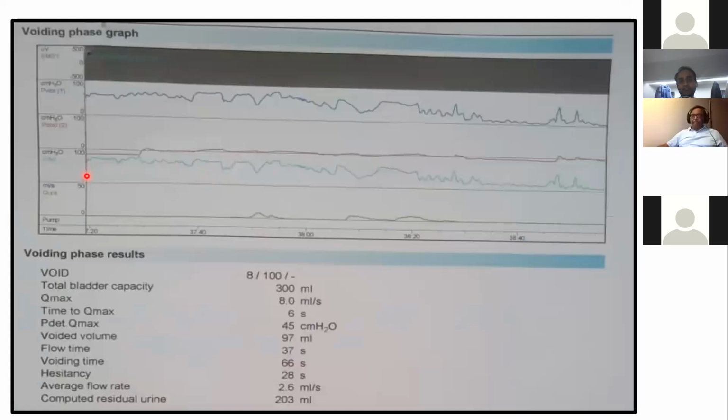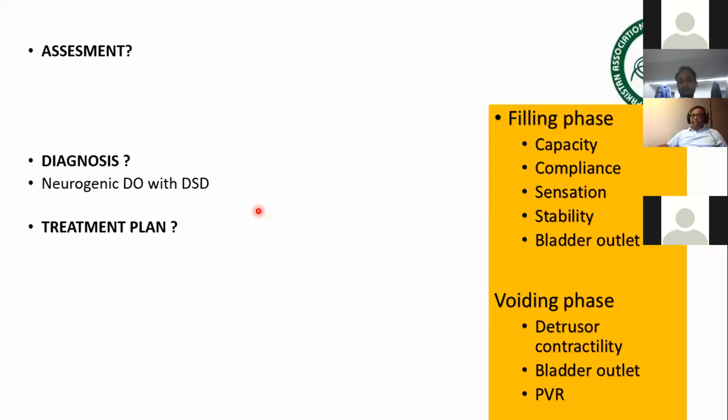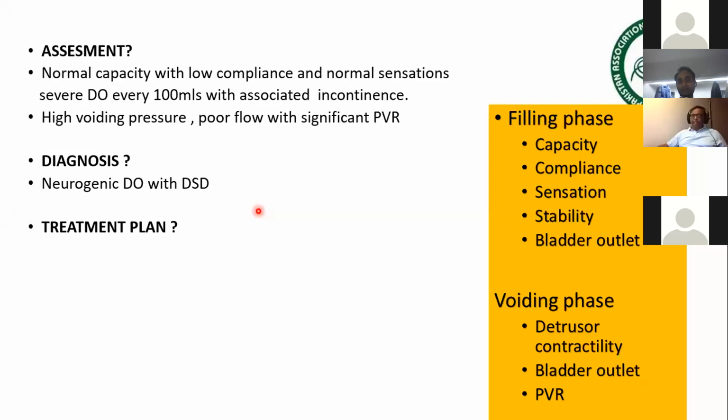When we look at the voiding phase of this same patient, he has detrusor pressures of well over 80-90 centimeters of water on voiding. However, on the other hand, he has a poor flow on the voiding phase. So the assessment is a normal capacity, low compliance, normal sensation bladder, he has severe detrusor overactivities at every 100 mL, with the associated incontinence. He has got a high voiding pressure, a poor flow system with significant post-void residue.